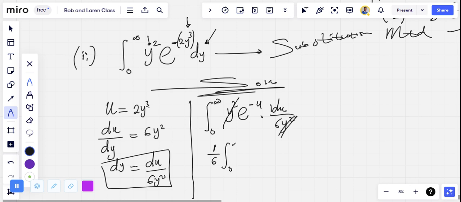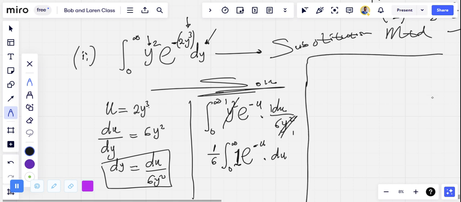So I'm left with 0 to infinity of e raised to the power of negative u. Please, y square cancel y square, there's an invisible one. So I can actually remember that I have something at the back. Y square here 1, y square here 1. 1 divided by 1 is 1. So 1 is still there, and I have du. So how can you compare this with the standard gamma function? 1 over 6.